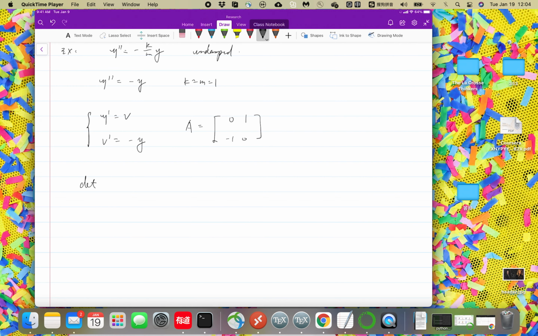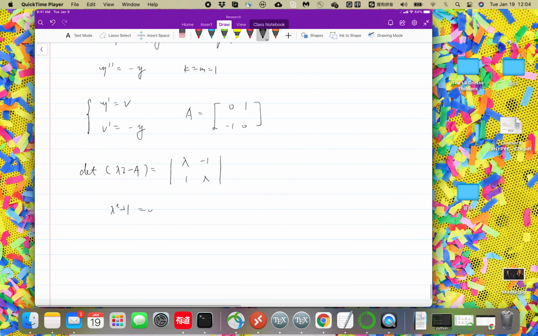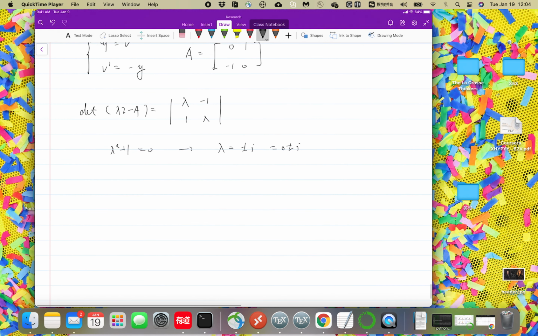Determinant of lambda I minus A: lambda, -1, 1, lambda. This implies lambda squared plus 1 equals 0. So you have lambda is complex. So what's your final solution? Your final solution will be cosine 1t, right? Because technically you have e to the it. Cosine 1t plus i sine t.